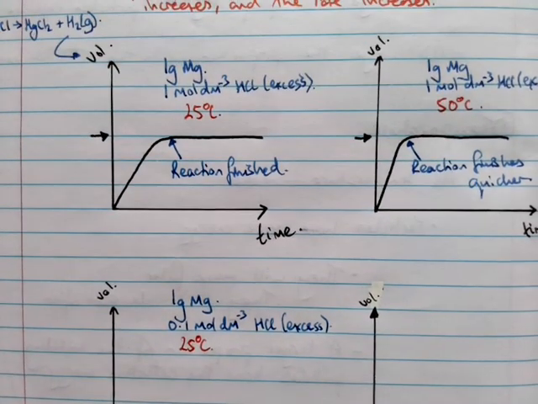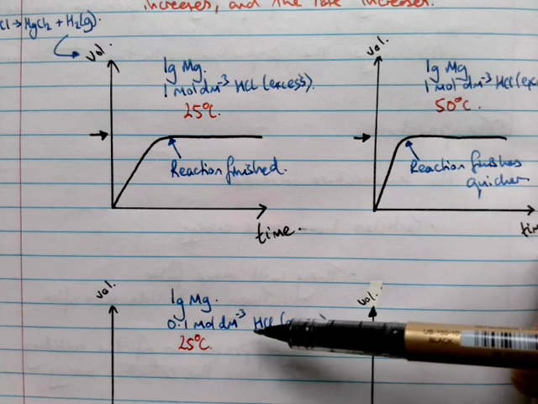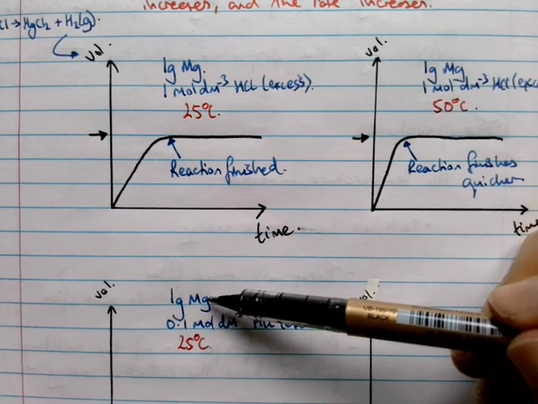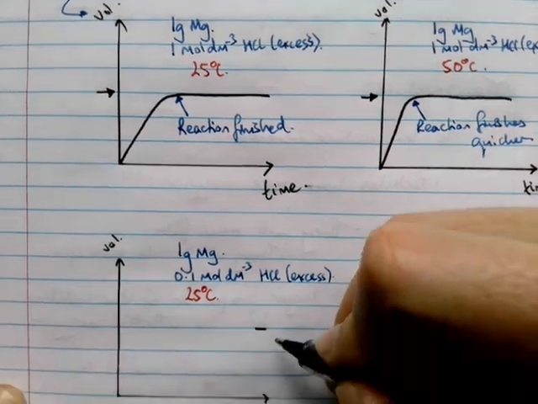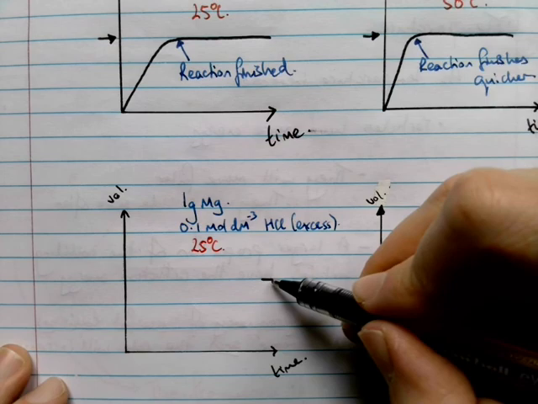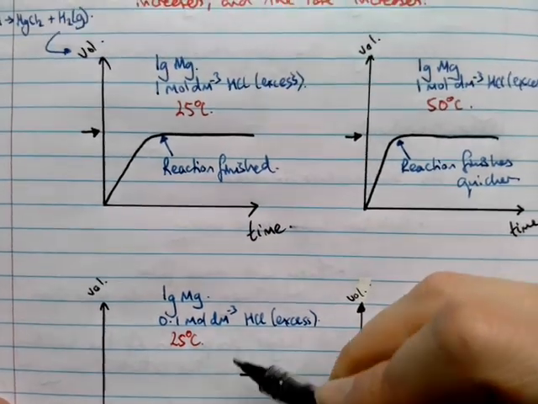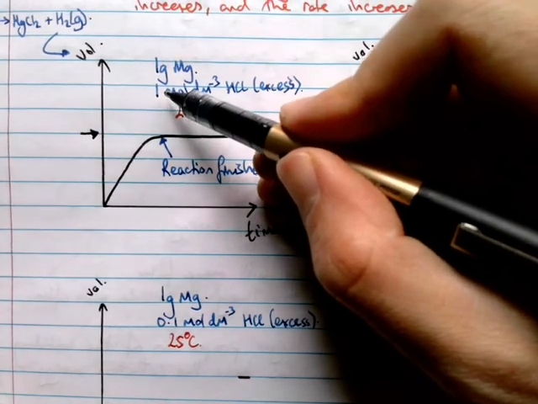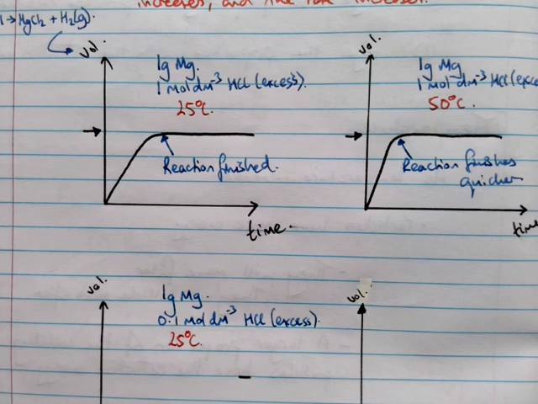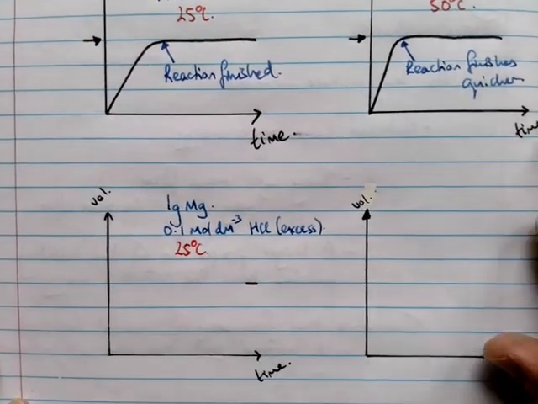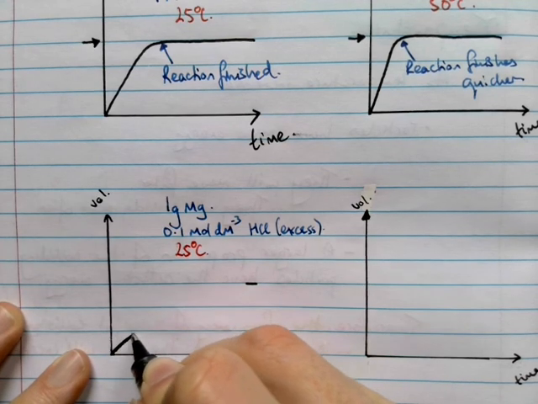Okay, so hopefully you've thought, well, if the acid is still in excess and I'm using the same mass of magnesium, it means that I'm going to finish up with the same amount of gas. So I'm still going to end up at the same point. It's just whether or not I'm going to get there faster or slower. Now, here I had 1 mole, here I have 0.1. So the concentration is decreased. And if the concentration decreases, the rate decreases. And if the rate decreases, the graph will look like this.